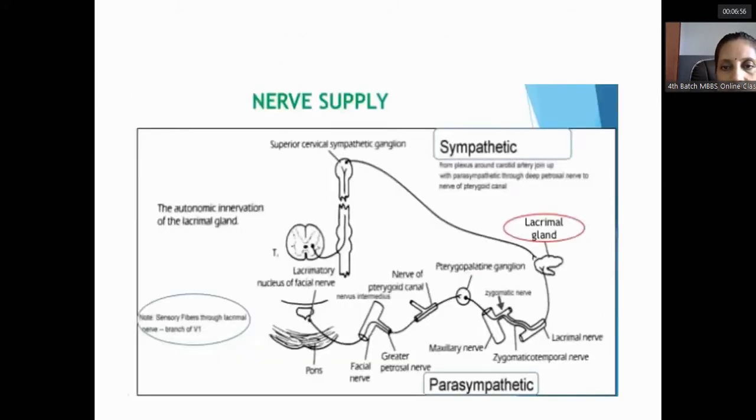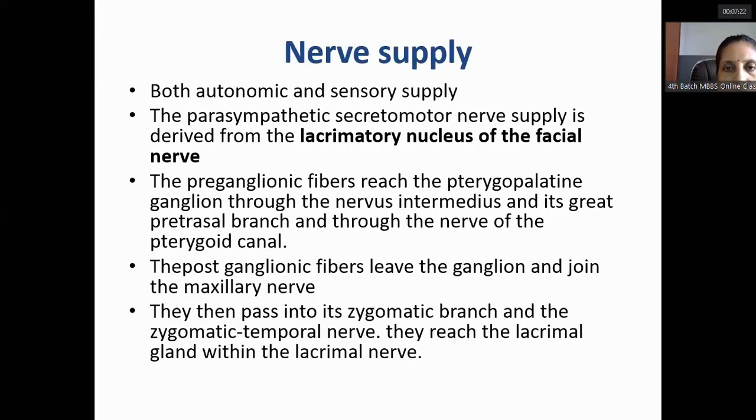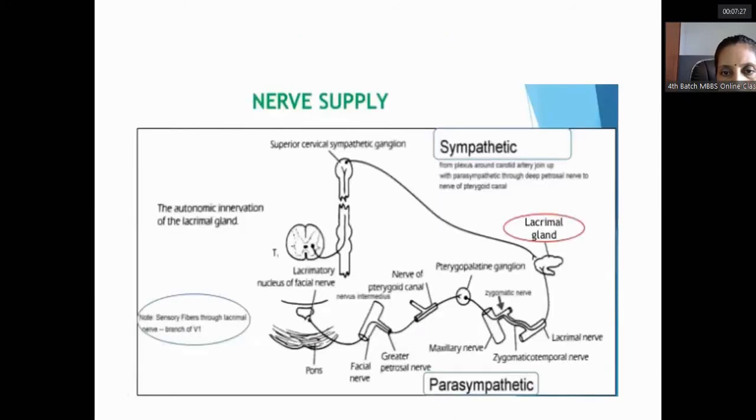In this picture, you can see the preganglionic fibers, the greater petrosal nerve to the pterygoid canal, then the postganglionic fibers reaching the maxillary nerve, and from there they reach the lacrimal gland. Preganglionic fibers reach the pterygopalatine ganglion through the nervus intermedius. So this is the nervus intermedius.